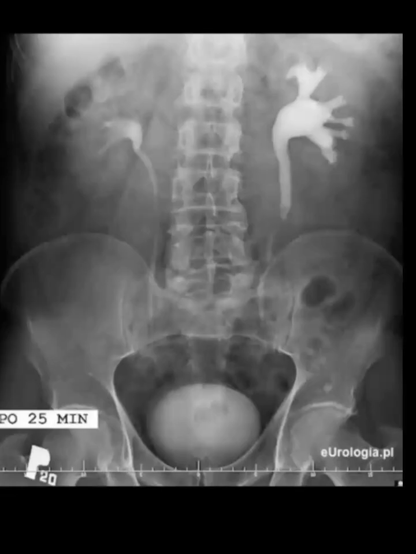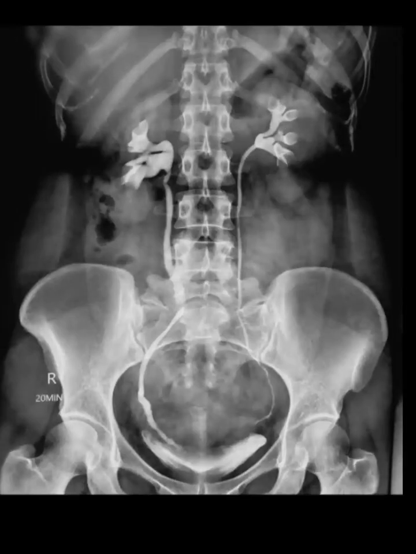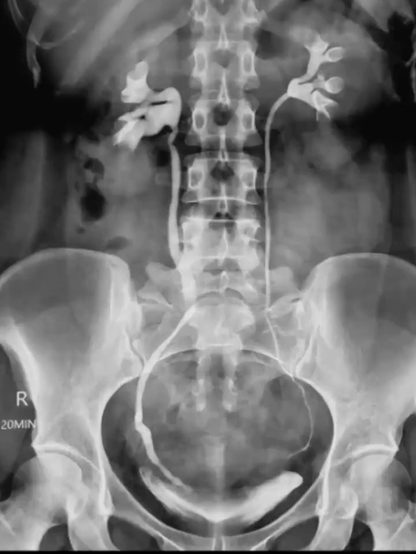I want to show you another picture. Please go to the previous slide. Where is the level of obstruction here? At the bladder level, because all the ureter is dilated on the right side.